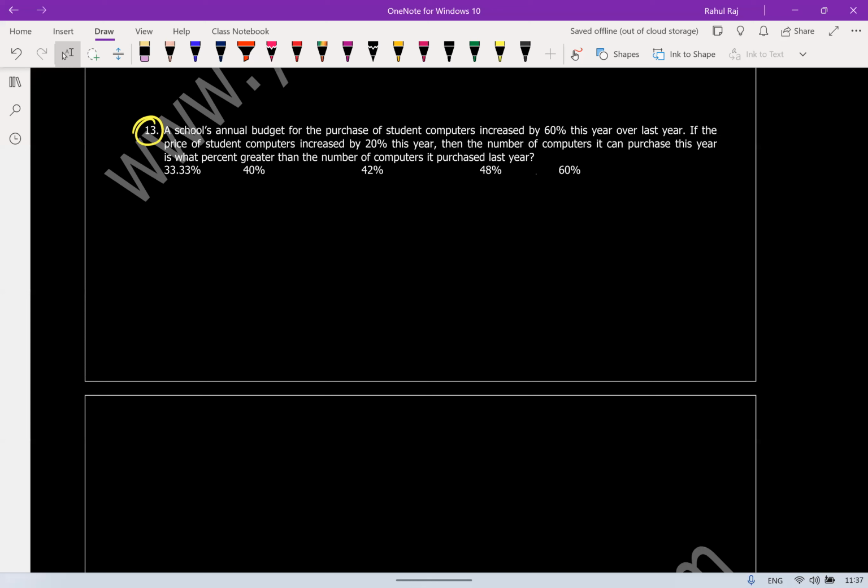So let's say the school's annual budget for the purchase of student computers increased 60% this year over last year. So let's say this is last year's budget and this is this year's budget. Let's say the budget last year was 100. This year it has increased to 160, a 60% increase.